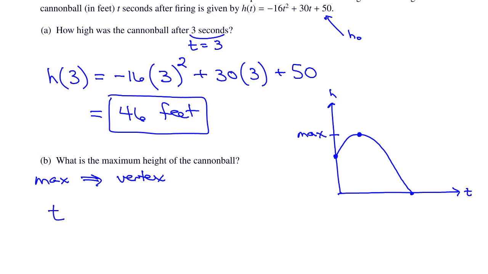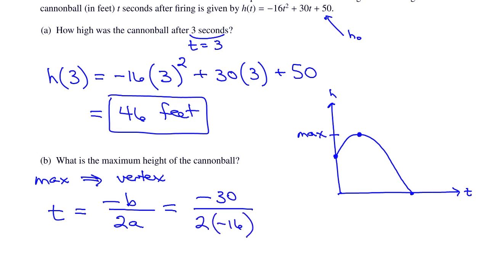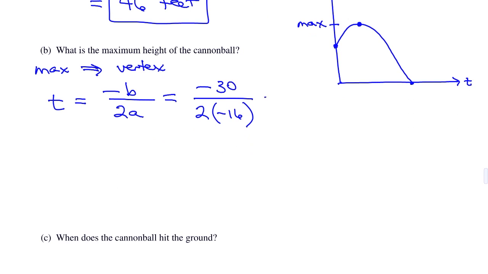So the t value, there's no x's in this one, it's t's, of the vertex is going to be negative b over 2a. Then looking at the equation, we would have negative 30 divided by 2 times negative 16. If you work that out, you get 0.9375 seconds. So in other words, the maximum height occurs after 0.9375 seconds. Now to find the actual maximum height of this cannonball, we'll take this number and plug it back into the function.